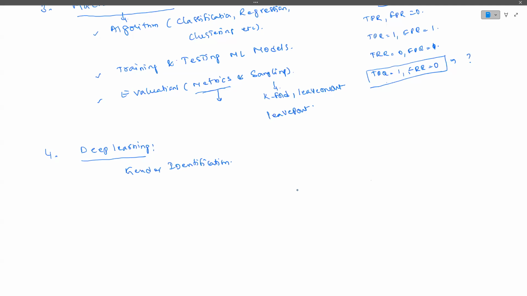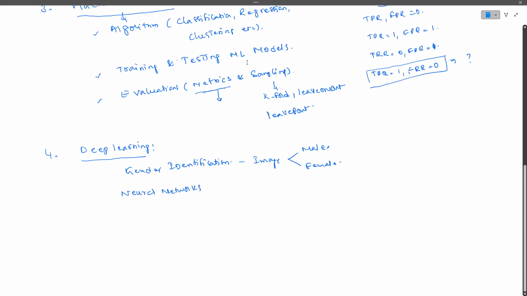Whenever I give an image, my trained model says whether the person in the image is male or female. This kind of example is what we are going to do in deep learning, guys. Here we are going to learn something called neural networks. We are going to work with a little bit of neural networks and all these things.